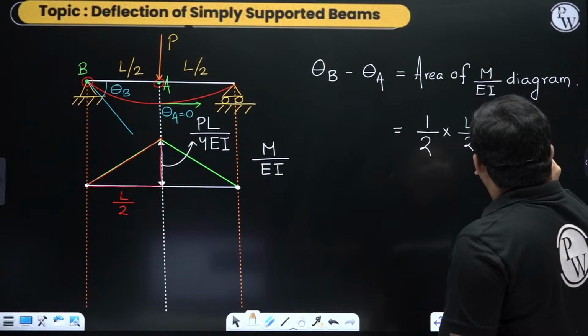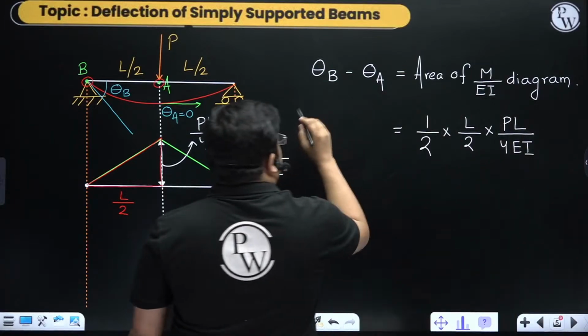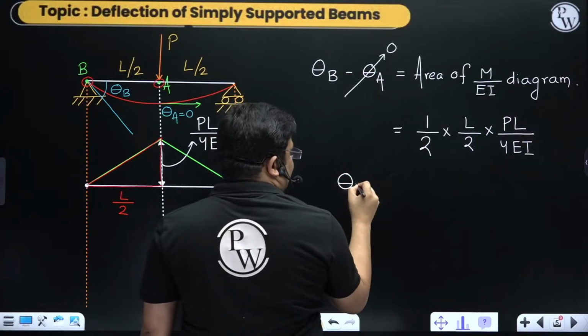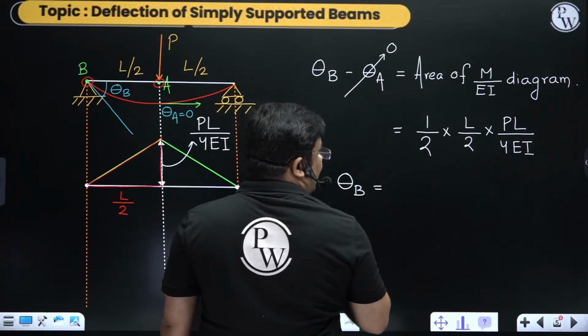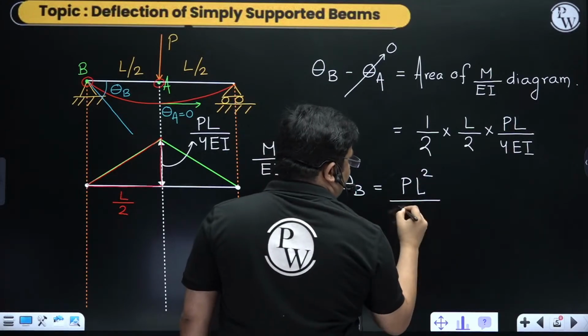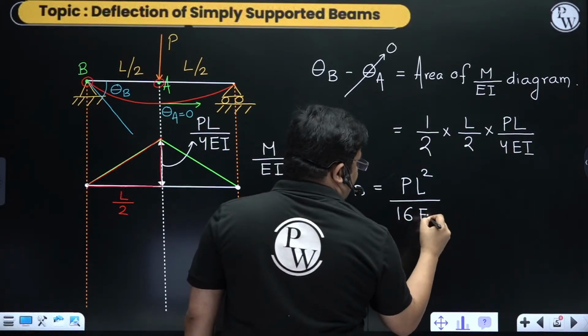So what is the slope I am getting at B? Because at A it is 0. The slope I am getting at B is, you see, PL square by 16 EI.